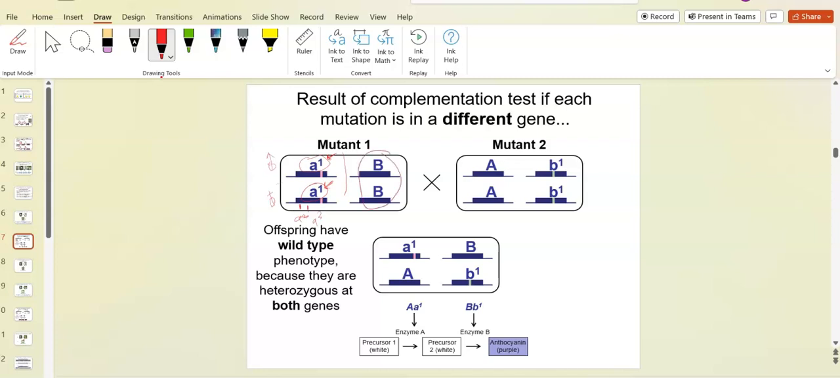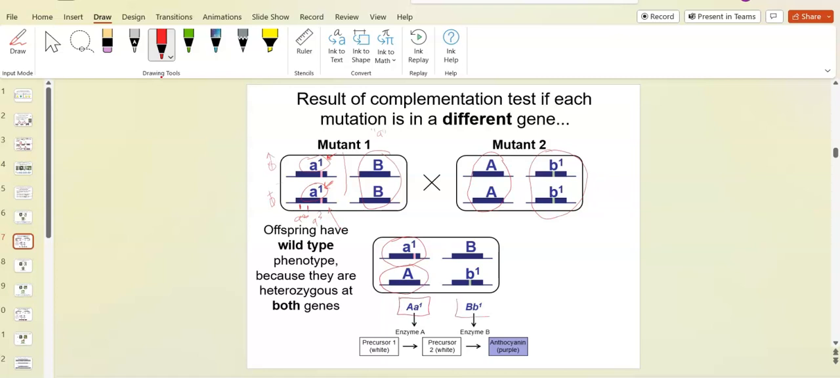And then we cross it with a B, right? So mutant 1, this is an A, right? The mutation is an A. Mutant 2, the mutation is in B. We didn't know this till we did the cross. And so because this is homozygous, it has to get one of these. And because this is homozygous, it has to get one of these. So we know the outcome.